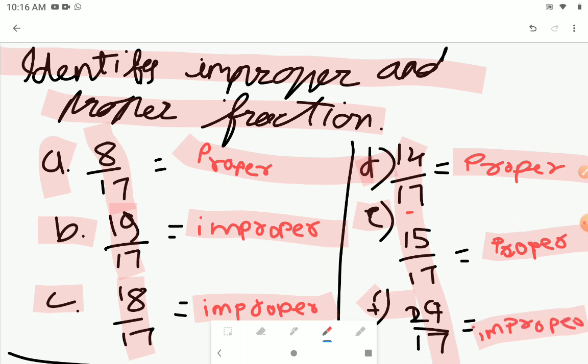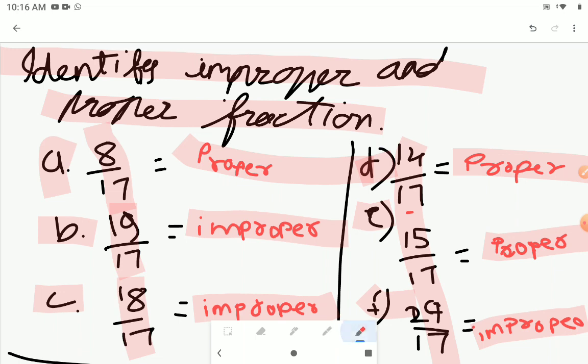Understood what are improper and proper fractions? Proper fraction means the numerator is smaller than the denominator. Improper fraction means the numerator is greater than the denominator, it is called the improper fraction.